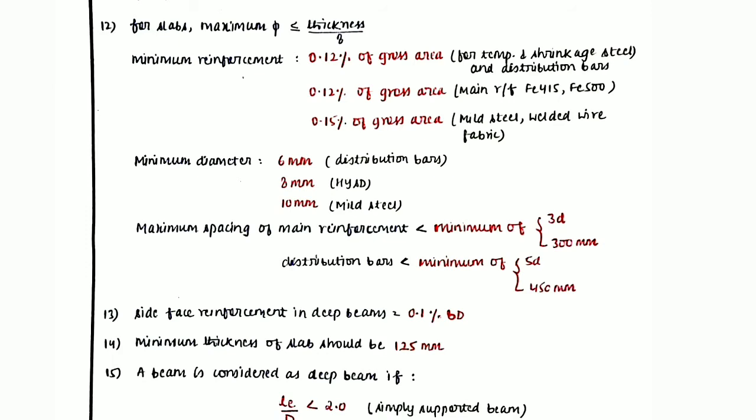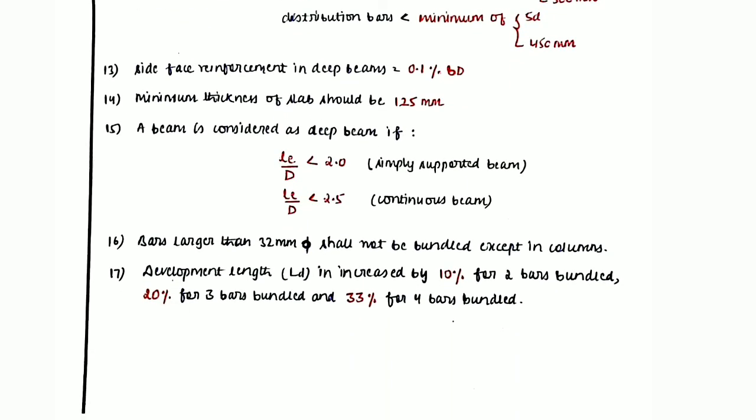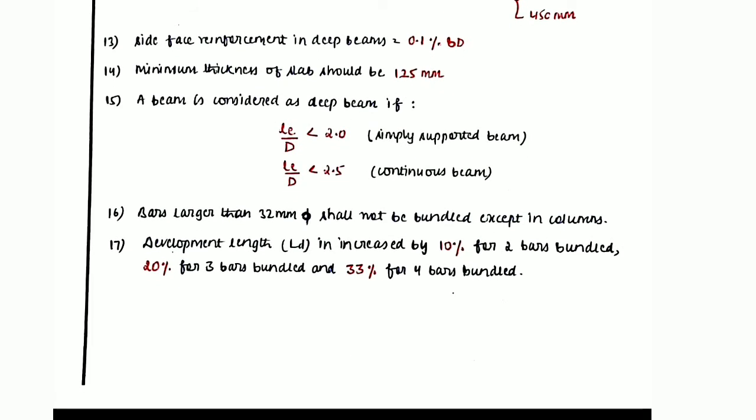Now the side face reinforcement is always provided in deep beams. You should be knowing this. So what is the value of side face reinforcement? It should be equal to 0.1% of B times D, that is the area. B is the width and D is the complete depth of the beam. You should remember that it is the depth and not the effective depth. You should not confuse between both the two. The minimum thickness of the slab should be 125 mm. The slab thickness cannot be lesser than 125 mm. Any slab should have a minimum thickness of 125 mm, that is 12.5 centimeters.